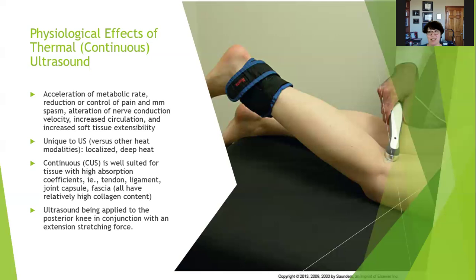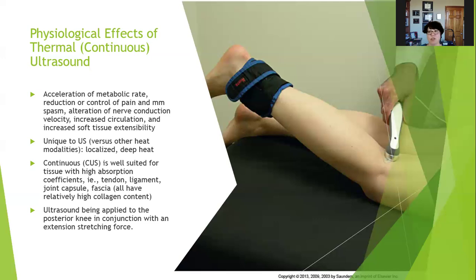So continuous ultrasound accelerates metabolic rate in the cells, can reduce or control pain and muscle spasm. And like I said, we're not usually going to choose it just for pain, but the heat part of it can reduce muscle spasm. It can alter nerve conduction velocity through the heat, like we talked about with superficial heat applications. It can increase circulation and it can help increase soft tissue extensibility by allowing those collagen tissues to absorb the energy.